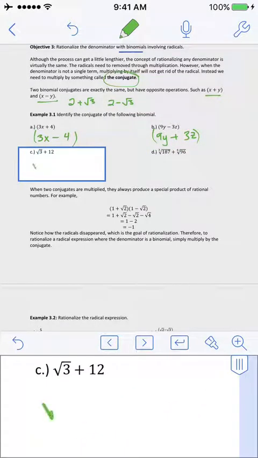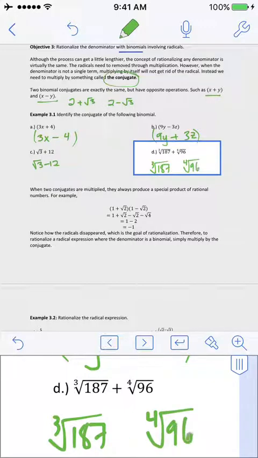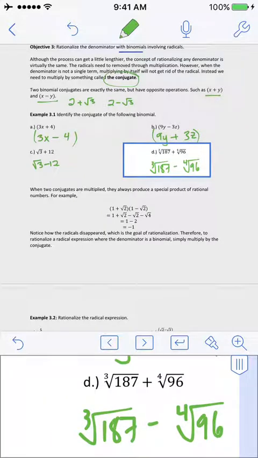Root 3 plus 12 becomes root 3 minus 12. The cubed root of 187 stays the cubed root of 187. And the fourth root of 96, except you change the sign. Okay, so conjugates are pretty easy. They're easy to find. You just have to switch the sign. And like I said, the only thing we're going to be worried about is binomials. So you don't have to worry if there's a trinomial and which sign do you switch. It's just going to be a binomial.